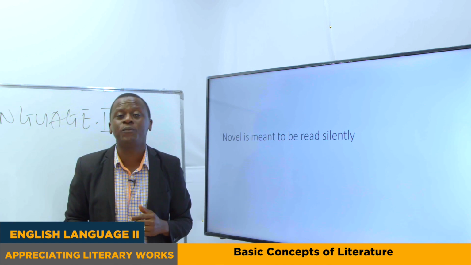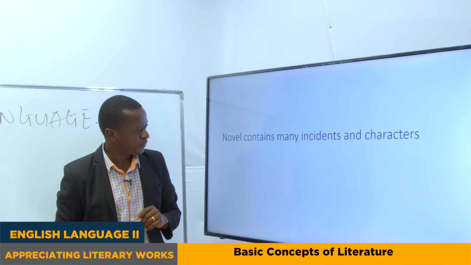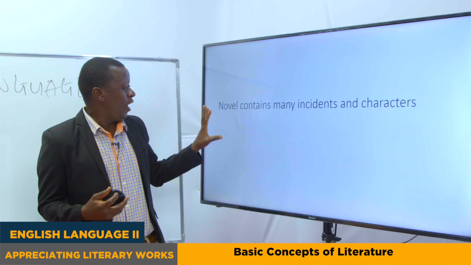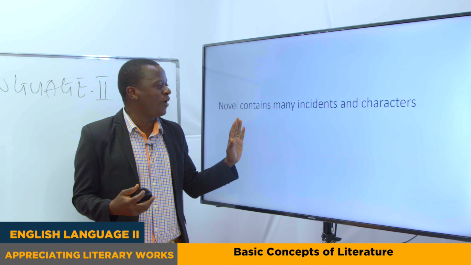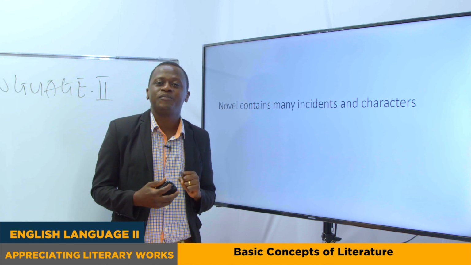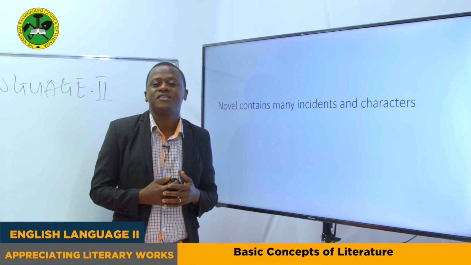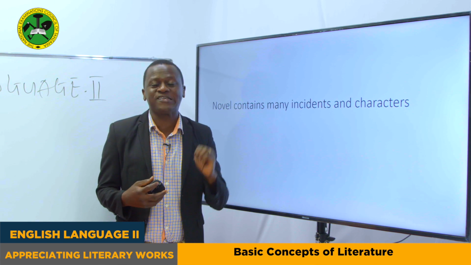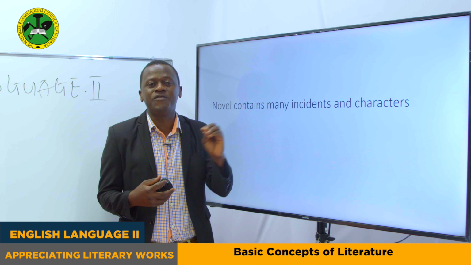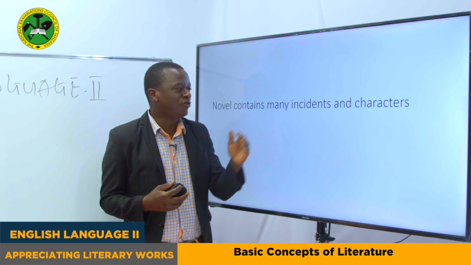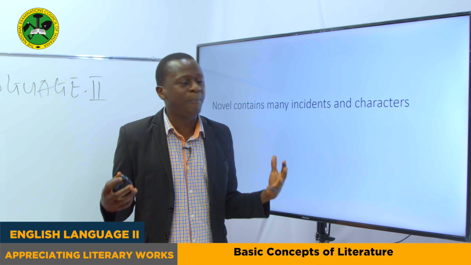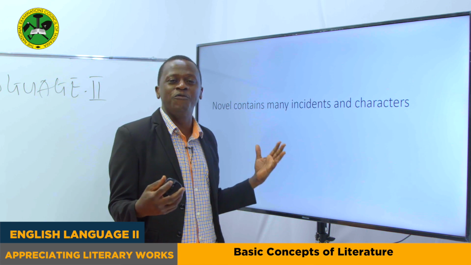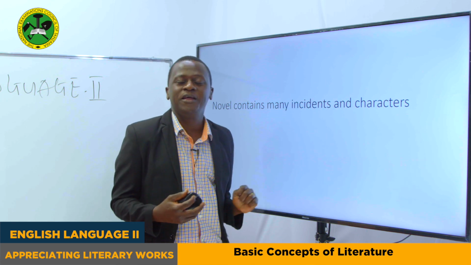Students, let's just move to the next point. Here we come. A novel is also described by having many incidents and many characters. When we speak about incidents, we speak about events portrayed in the given novel. And when we speak about characters, we speak about the participants in a given novel, and these participants are many.